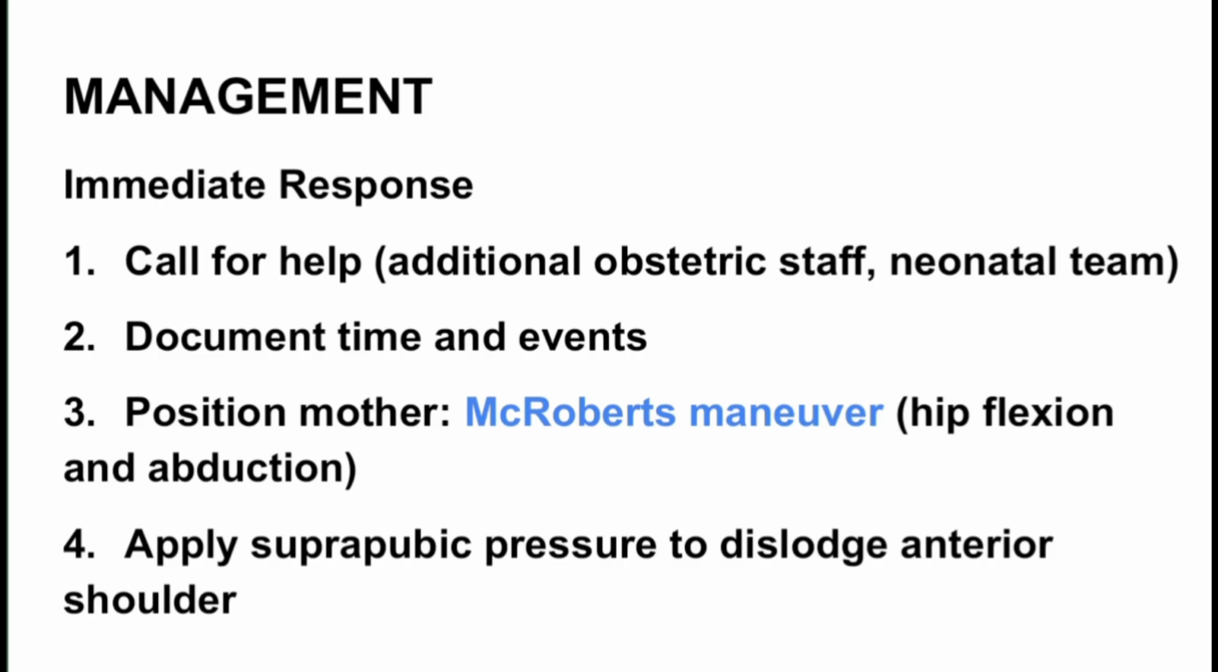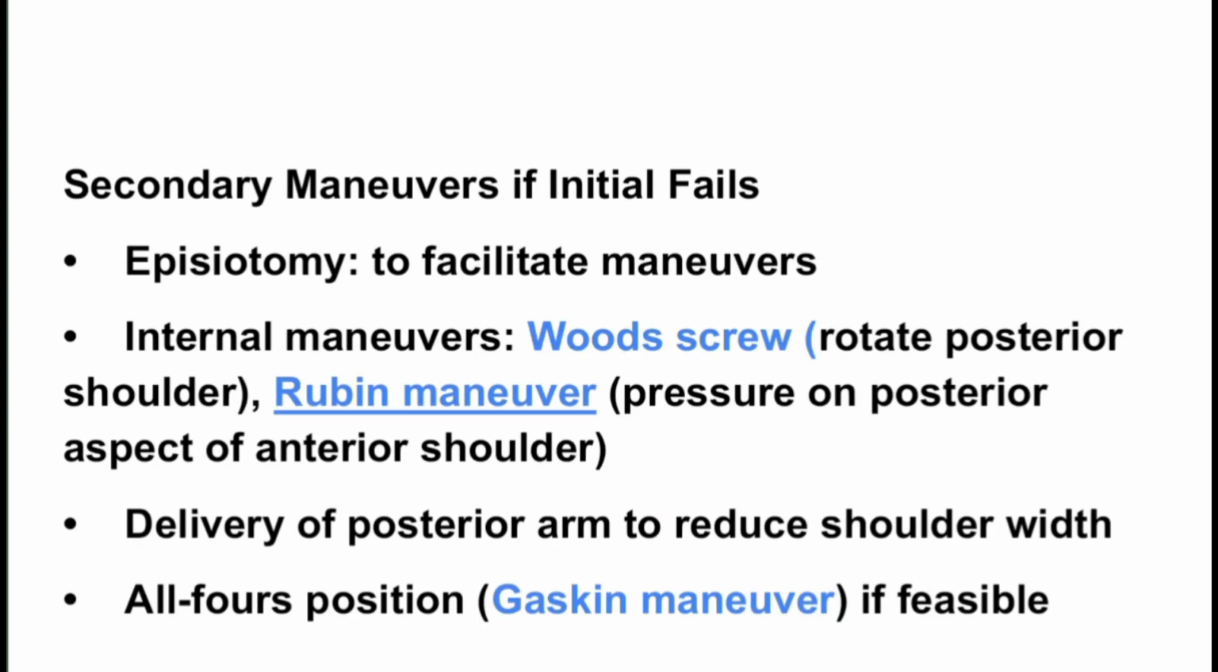We're going to call the obstetric staff, the neonatal team, and also the nurses on board and the midwives. We're going to document the time and events, and we're going to position the mother and perform a McRoberts maneuver, which is just hip flexion and abduction. We're going to apply suprapubic pressure to dislodge the anterior shoulder. If this fails, we're going to proceed to our secondary maneuvers.